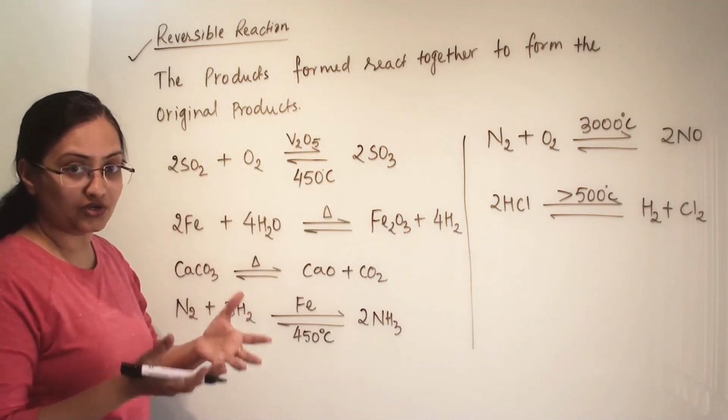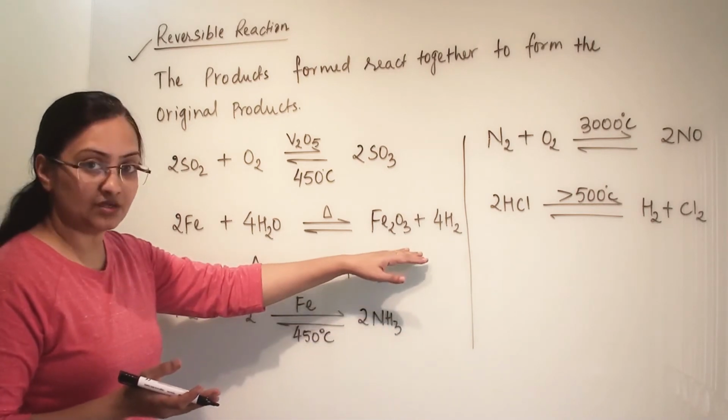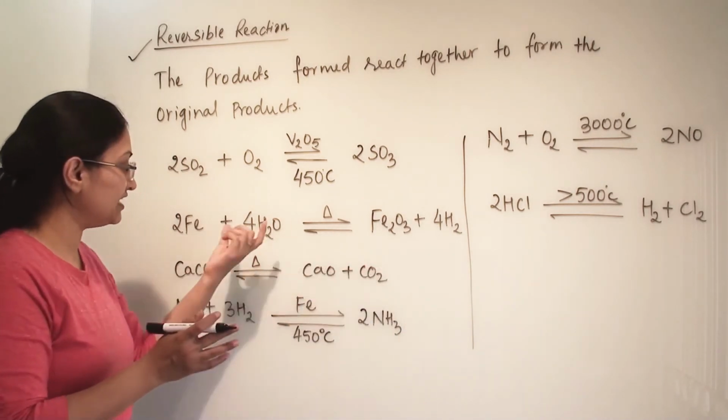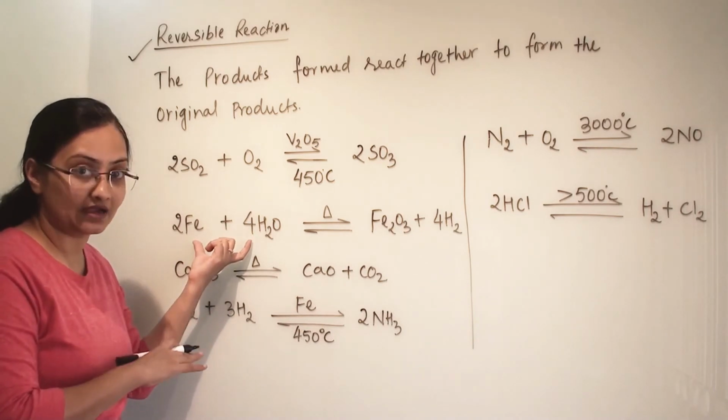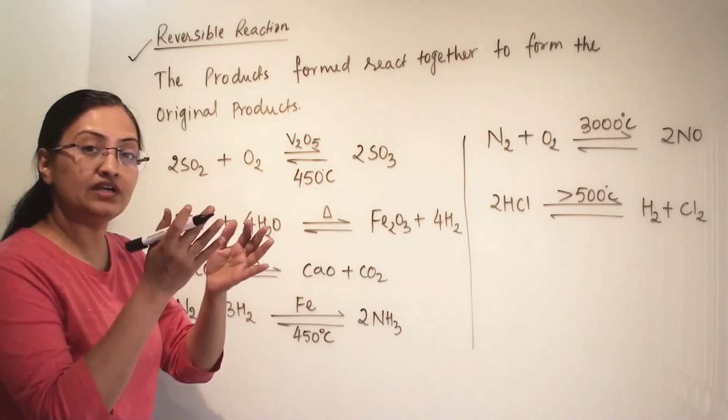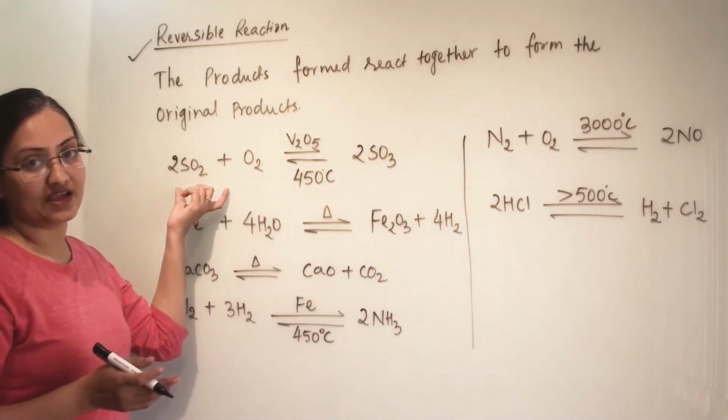So there are two possibilities. If there are multiple products, then they will react among each other and give us our reactants back. And if there is only one product, then it will decompose and give us our reactant back.